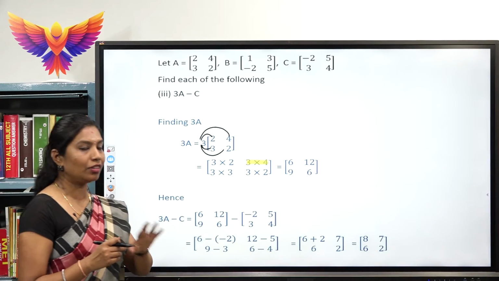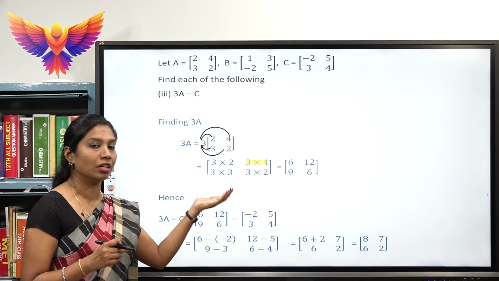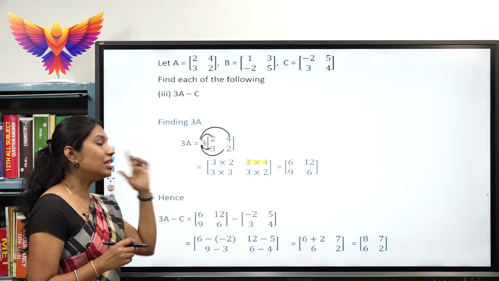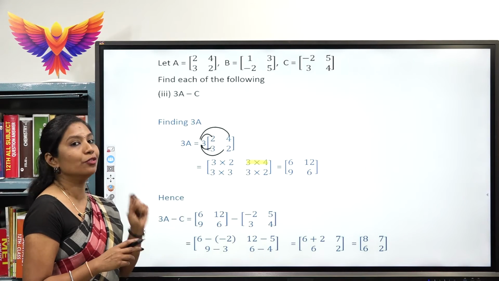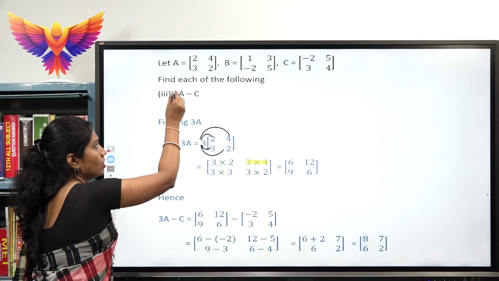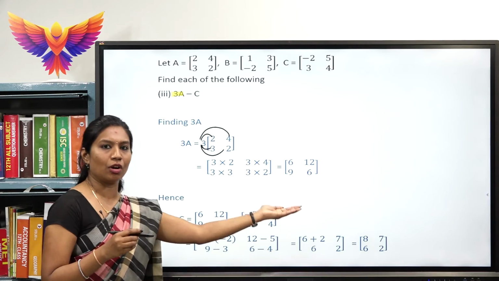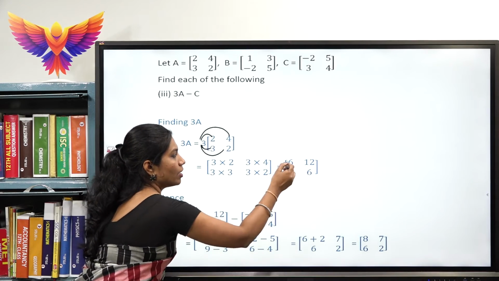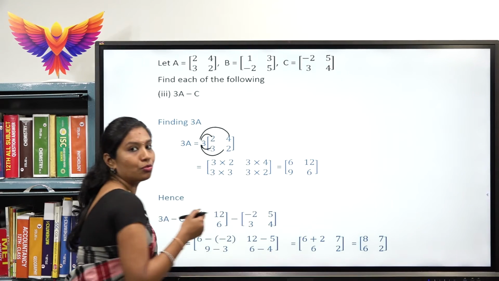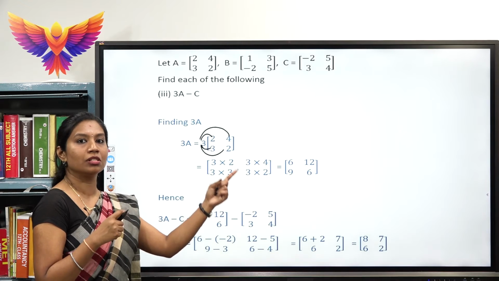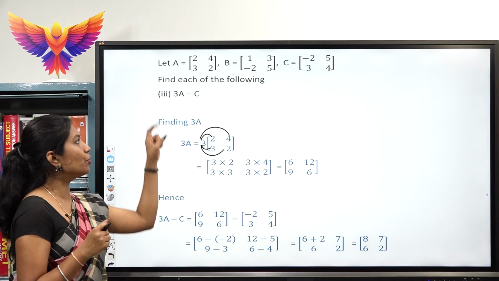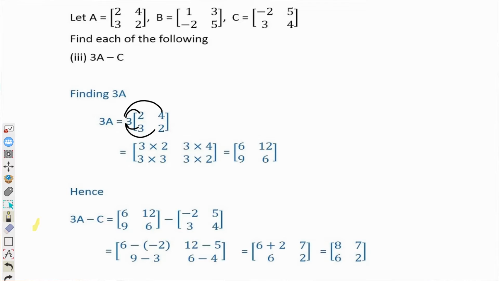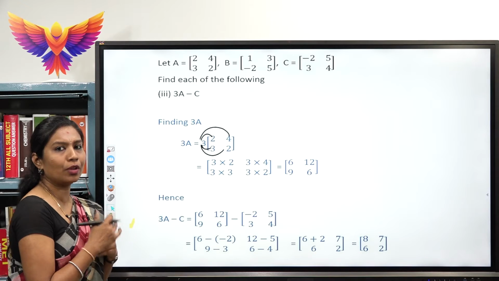Till now we did not have the option where we had to find scalar multiplication, but in this case we have a problem where we need to find 3A first. Whatever result you get, this is a 2 cross 2 matrix. When you simplify this 2 cross 2 matrix, you then need to subtract the third matrix that has been given as C. So, how do we go with it?